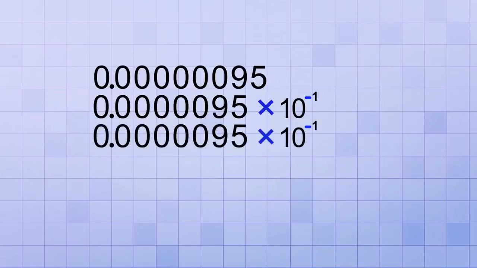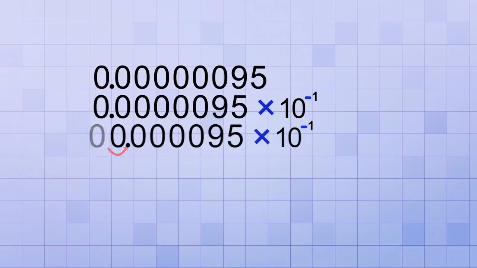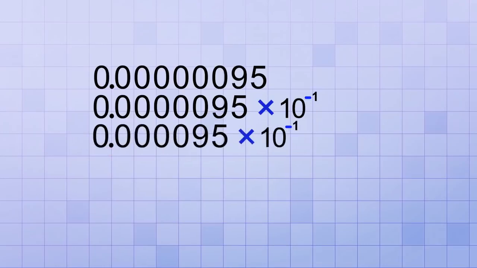Continuing on, if we shift the decimal point another place to the right, the same thing happens. We make the number 10 times bigger. So to keep the value the same, we have to multiply by another factor of 10 to the negative 1. And if you're wondering whether we can combine these exponents, you're on the right track. 10 to the negative 1 times 10 to the negative 1 combine to become 10 to the negative 2, which makes sense because we shifted the decimal point a total of 2 places to the right.